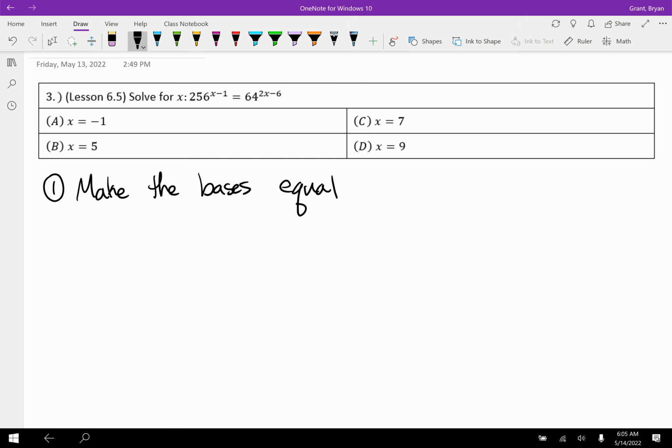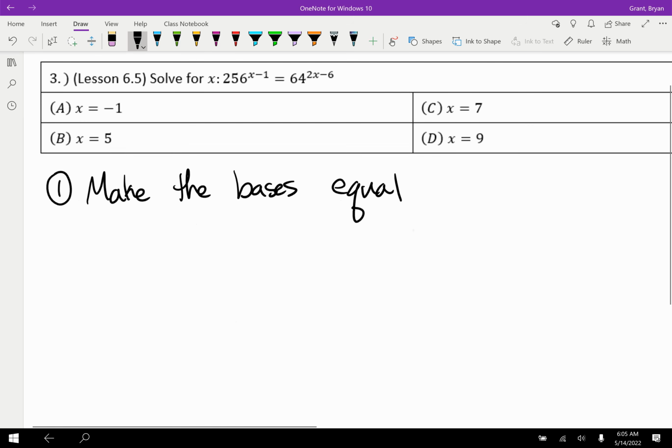Now, this problem is a little bit more challenging than Problem 2. And the reason it's more challenging is because they expect you to know some pretty big exponents here. But I'm going to assume that you don't know these big exponents and talk you through a couple different ways we can get to the answer.